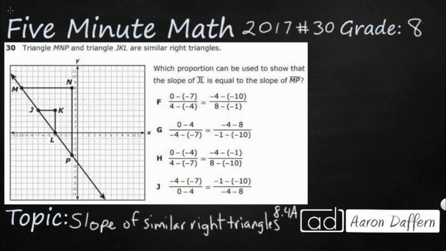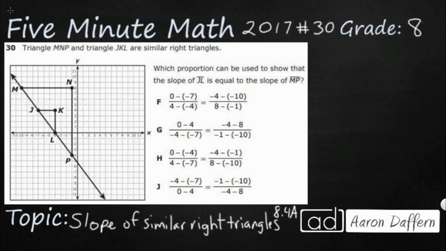Today we are looking at the 8th grade concept of slope of similar right triangles. This is standard 8.4a in the great state of Texas, and we are using item number 30 off the 2017 released STAAR test. If you have not done so already, please go ahead and take a moment to pause the video, work this problem out on your own, unpause it, and we will look at our answers together.